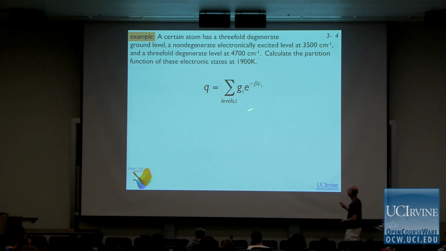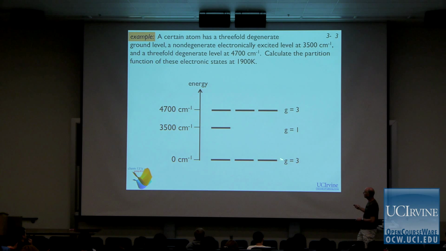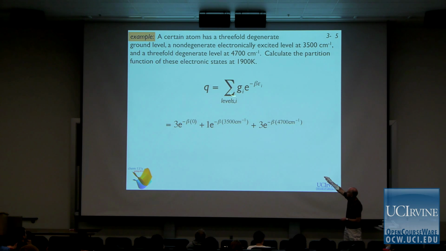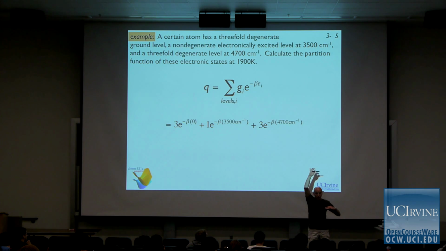This is the version of the partition function that we want because it's the version that contains explicitly the degeneracy. This is the degeneracy of energy levels. Here's an energy level. Here's an energy level. And here's an energy level. The degeneracy of these levels is 3, 1, and 3. So this summation means that we have to sum over these 3 energy levels. There'll be 3 terms in our summation.